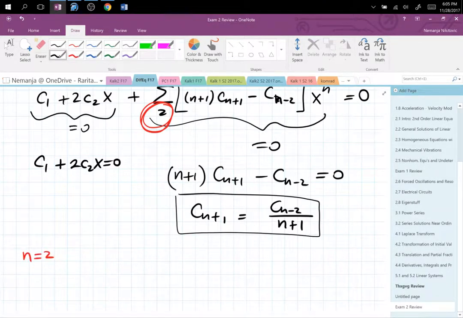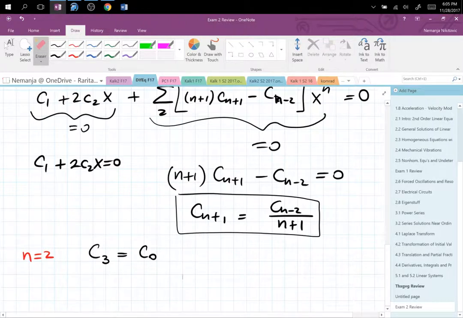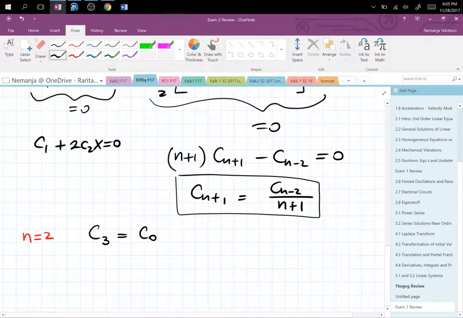N equals 2. So now, C3. What's C3 equal to? C3 is equal to C0. The count was 2, so it would be 3C3. It is C3 because we are starting at 2 for the recursion. Oh yeah, because we peeled off 0 and 1. Okay, now I'm seeing it. So C3 is the same as C0.